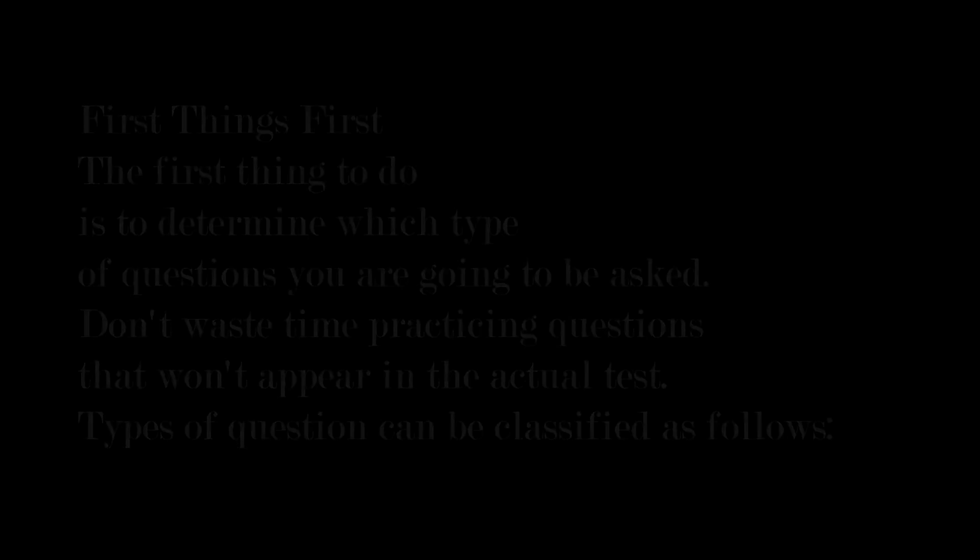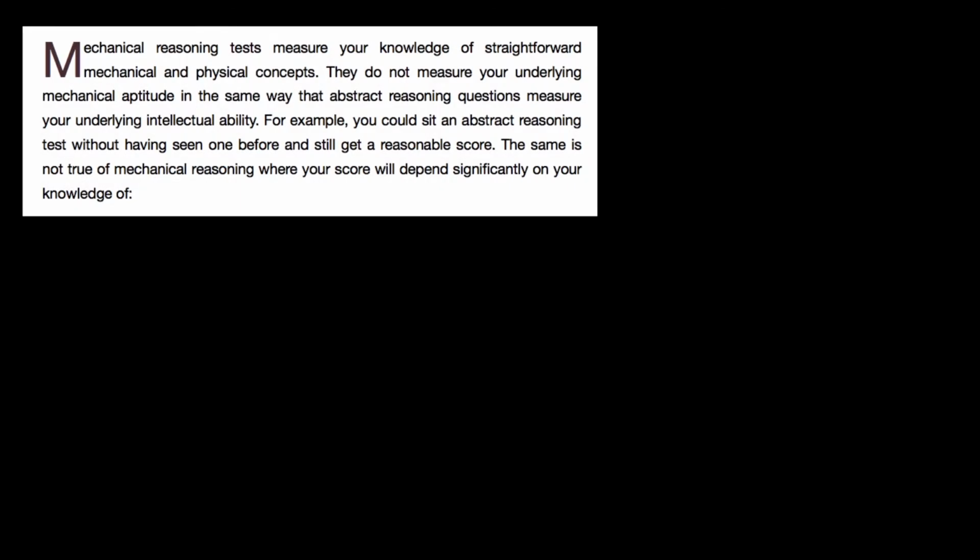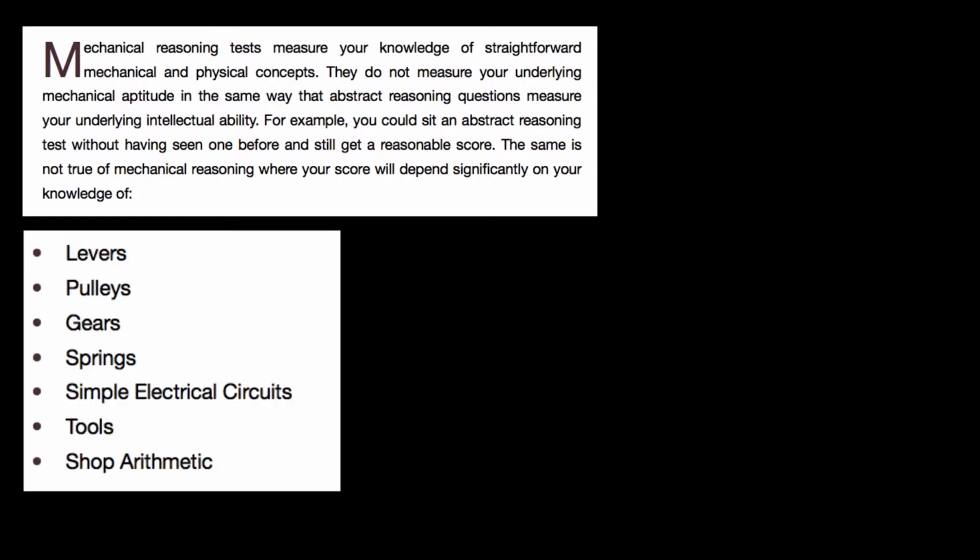Mechanical reasoning tests measure your knowledge of straightforward mechanical and physical concepts. They do not measure your underlying mechanical aptitude in the same way that abstract reasoning questions measure your underlying intellectual ability. For example, you could sit an abstract reasoning test without having seen one before and still get a reasonable score. The same is not true of mechanical reasoning, where your score will depend significantly on your knowledge of levers, pulleys, gears, springs, simple electrical circuits, tools, and shop arithmetic.